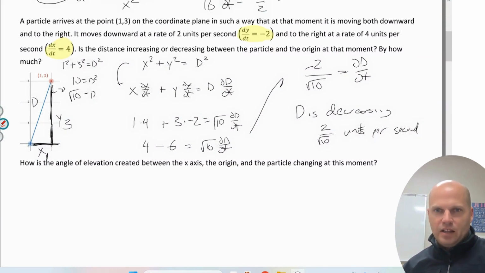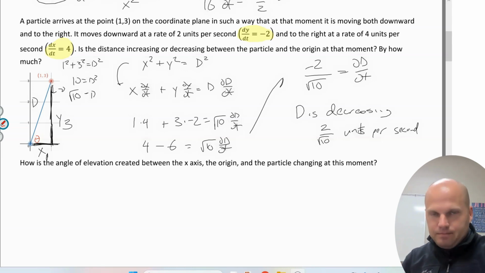How's the angle of elevation changing? Well, now we got an interesting situation where, since I'm moving down and to the right, it looks like my angle's got to be decreasing. So I'm thinking that I'm going to get a d theta dt that is negative. That's my instinct, but I'm not sure. So I'm just going to do the work.